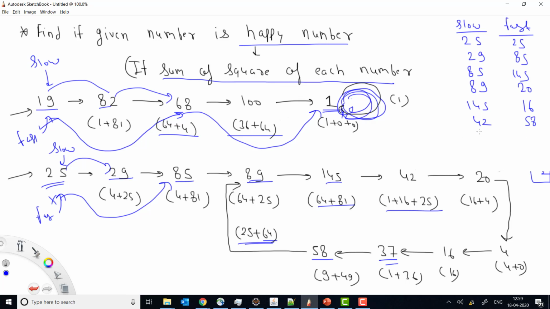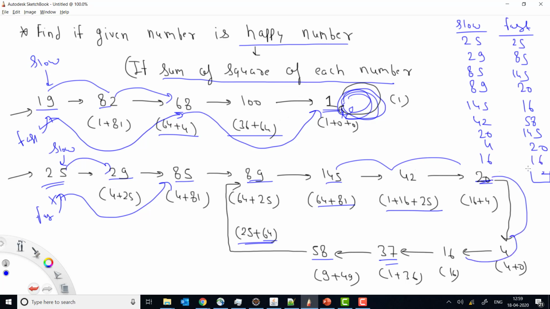Now slow will move 1 position to 20 and fast will move to 89 and 145, because now it is in a loop. So from 58 it will move to 89 and 89 to 145, so it moves by 2 positions. Now slow will move by 1 position to 4 and fast will move by 2 positions, so now it will be 20. Now slow will move by 1 position, so it will move to 16, and fast will move by 2 positions, so now it is at 20, so it will move, this is 1 position and this is the second position.